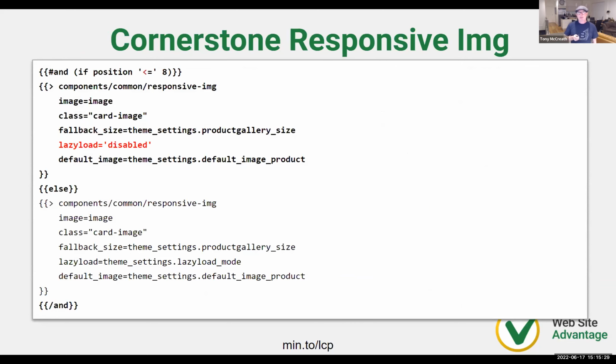If you're using the Cornerstone Responsive Img component, you can set specific images to not lazy load. Here's an example of a modified product card that does not lazy load the first 8 images in a list of products.